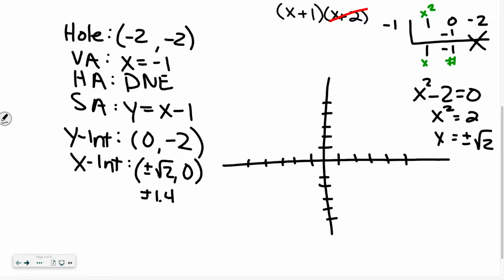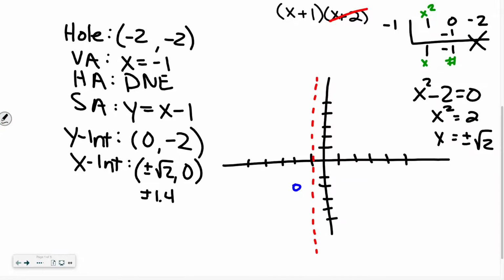Okay, so I'm going to plot my hole at -2, -2. I'm going to use blue. Left 2, down 2, hole. I'm going to do my vertical asymptote at x equals -1. Mark it as a dotted line.